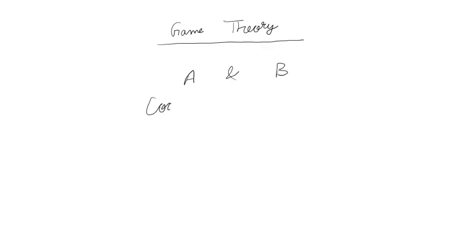Today's topic for discussion is game theory. Game theory, now this is one of the most interesting topics. In this topic, we have two players, player A and player B. Let player A be Coca-Cola, and player B be PepsiCo. These are the two players in the market.